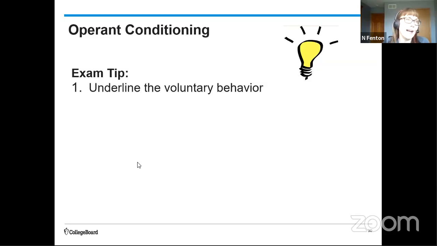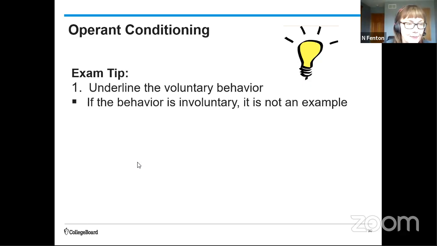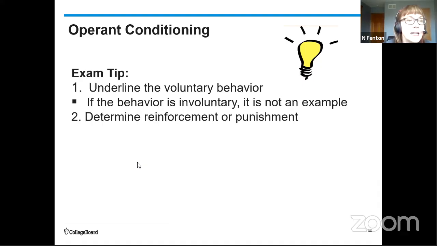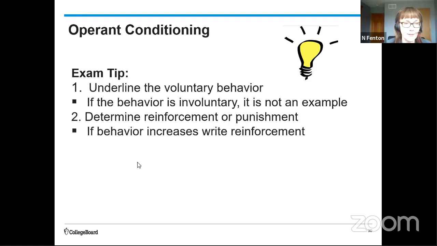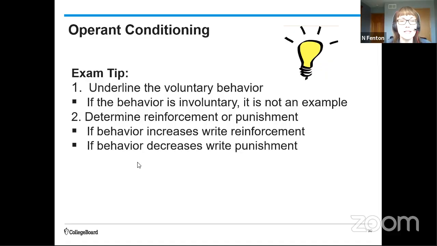So when you're looking at an operant conditioning example, like if you're reading a prompt and it includes operant conditioning, the easiest way to do this is to underline the voluntary behavior. Do that first. If the behavior is actually involuntary, it's not an example. So something's wrong, you're looking at something that's potentially classical. Next, determine if it's reinforcement or punishment. If the behavior increases, just write capital R, it's a reinforcement. Don't worry about positive and negative yet. If the behavior decreases, write a capital P and don't worry about positive or negative.